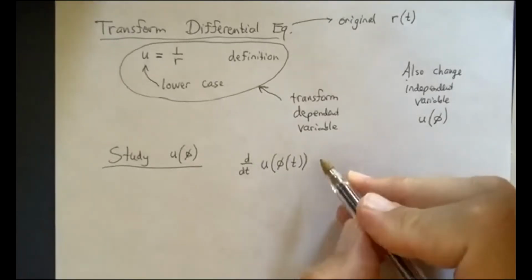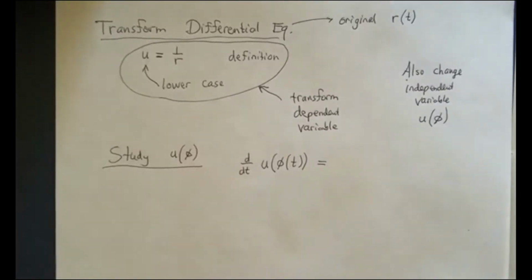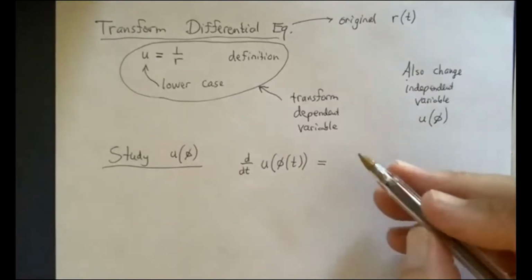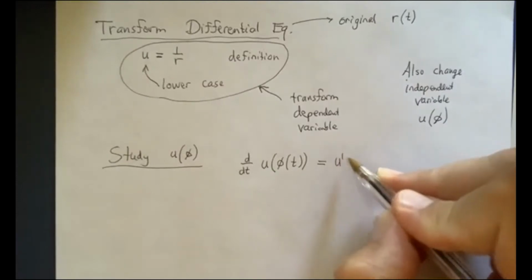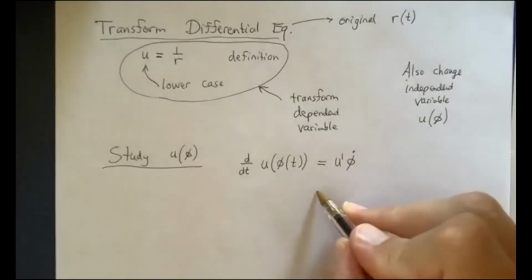Of course, we do this using the chain rule. And this is the quintessential example of the chain rule. The short answer is this is u prime phi dot, right? That's the short answer. It's very compact notation. Perhaps it's confusing. So let's write this in more detail.